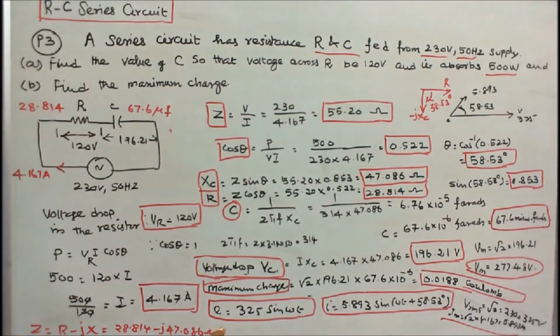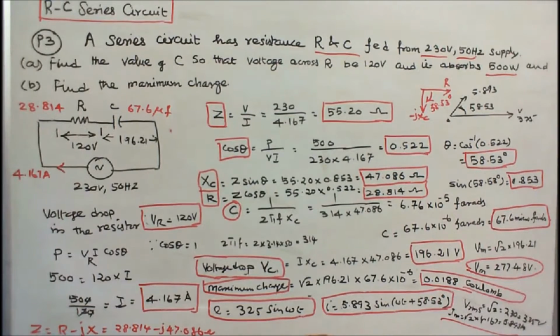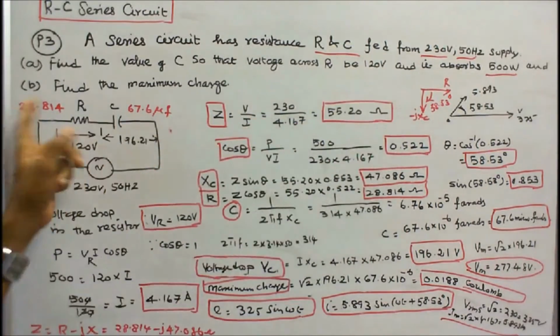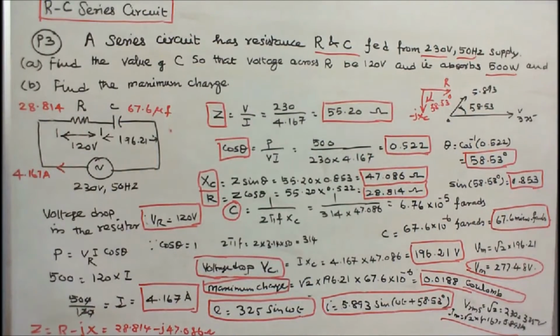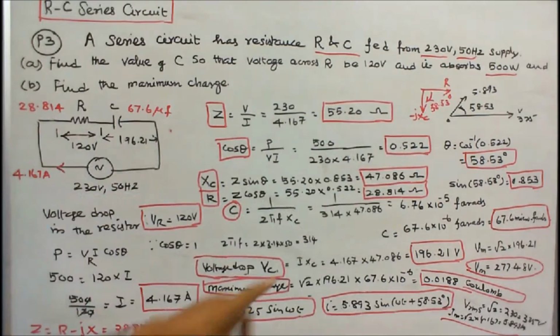Instantaneous voltage E is equal to root 2 into 230, that is 325, into sin omega t. I is equal to root 2 into 4.167, that is equal to 5.893 into sin of omega t plus 58.53 degrees. Z is equal to R minus jX. R is equal to 28.814. Z is equal to 28.814 minus jXc, that is 47.086. Angle is 58.53 degrees.